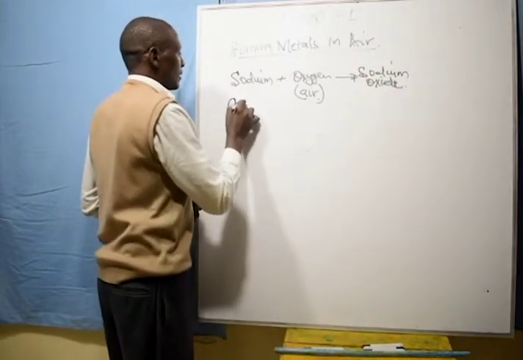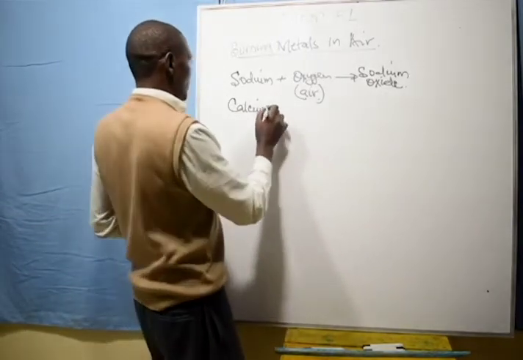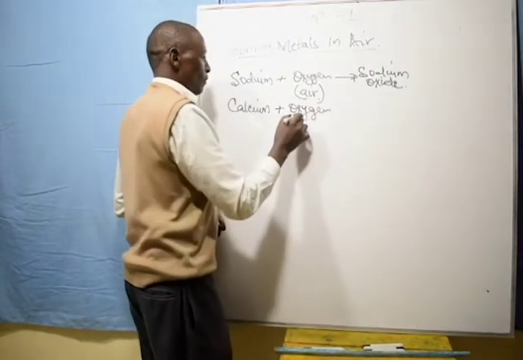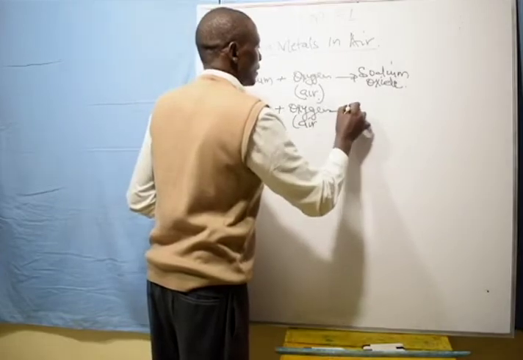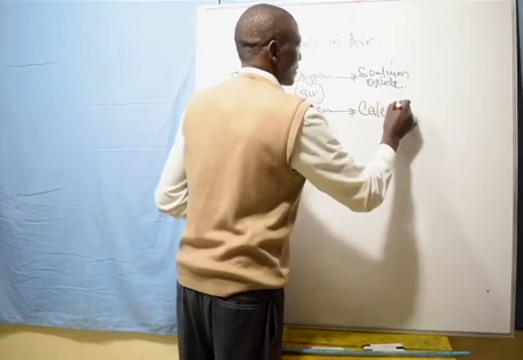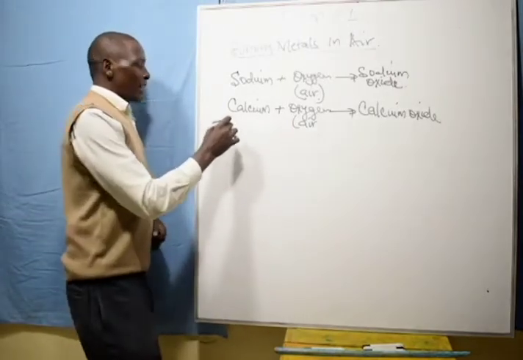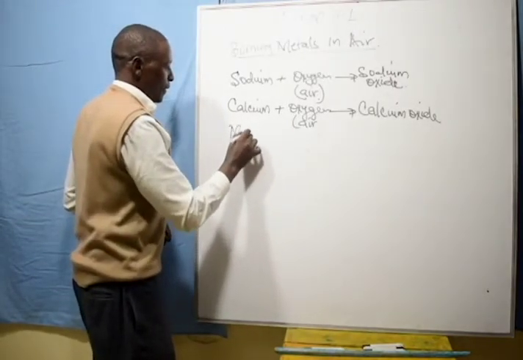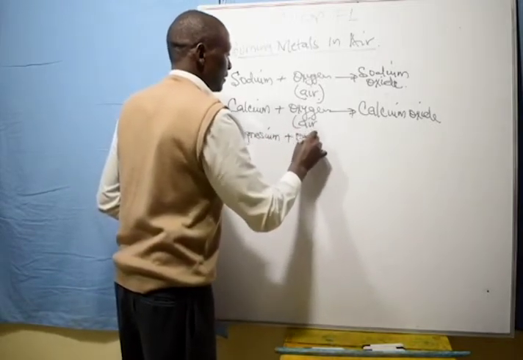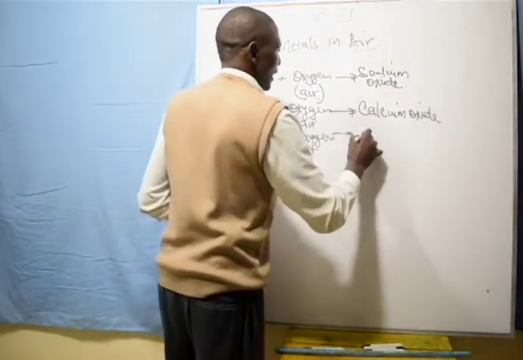Calcium burns with a yellow flame, an orange flame. Calcium plus oxygen from air, you end up forming calcium oxide. On the other hand, magnesium plus oxygen from air, you end up forming magnesium oxide.